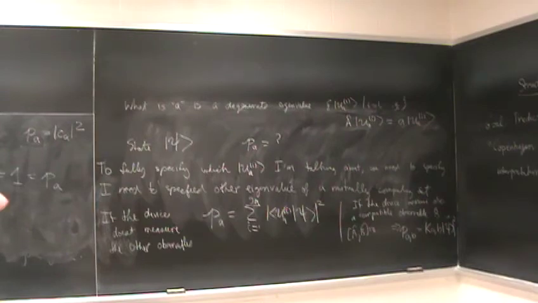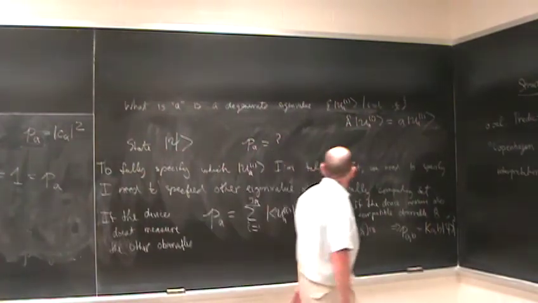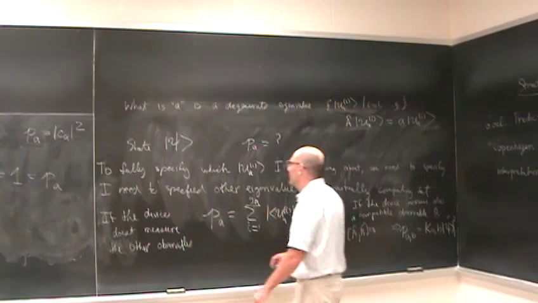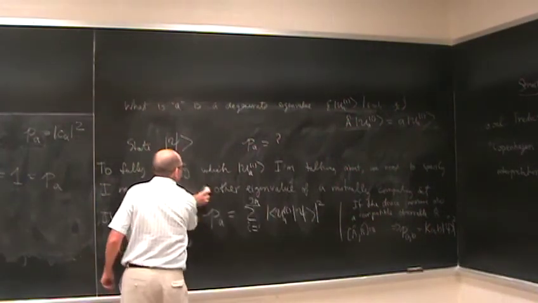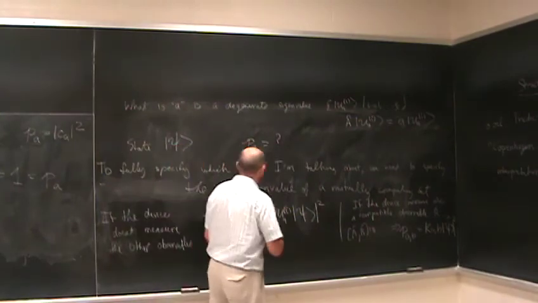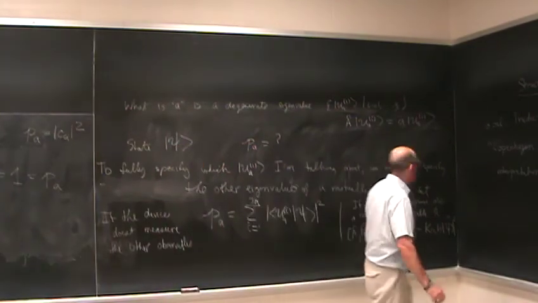Yeah, Stephen, you had a question. Also, there are two lines above the devices. It looks like you have stopped one and started a new one without finishing a thought. To fully specify which this I'm talking about, we need to specify something. We need to specify the other eigenvalues of a mutually commuting set.